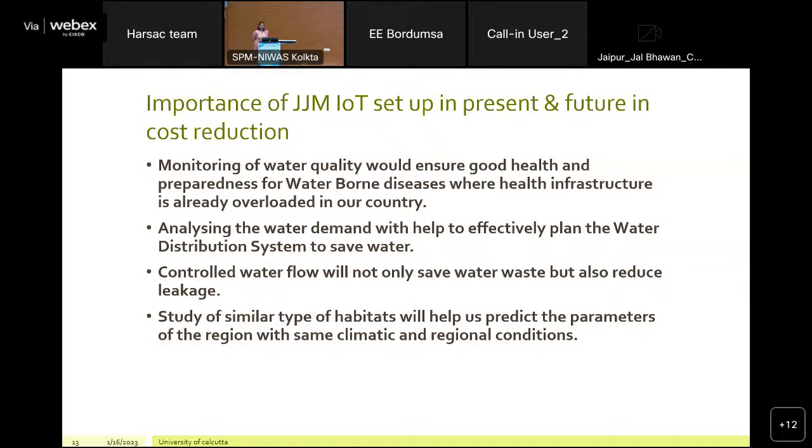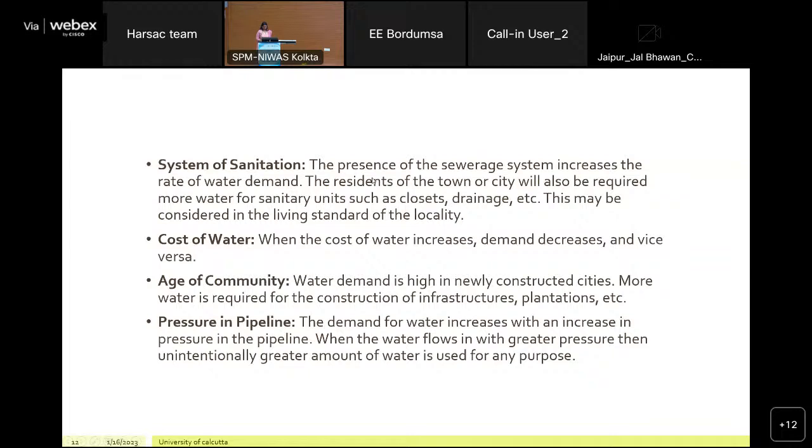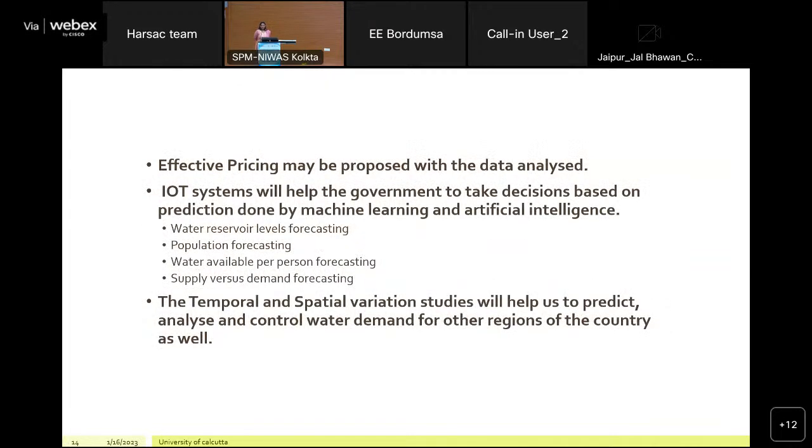But if we can analyze the data of the same geographical region, the same climatic region, then we can predict the same thing that is being monitored. And that we will show in the following slides, that with time series analysis, the forecasting is above 90%. That is very good for analytics. Effective pricing may also be proposed using the data analytics.